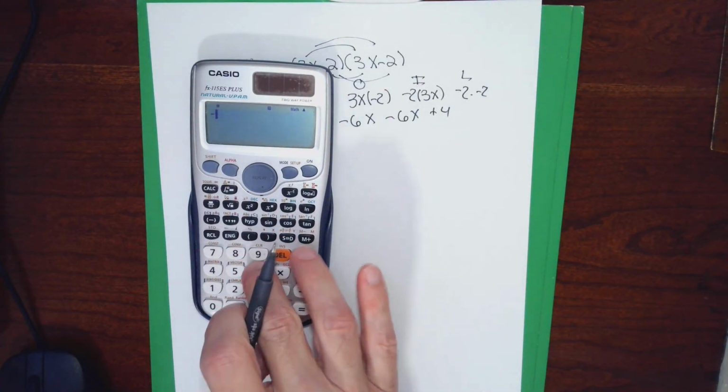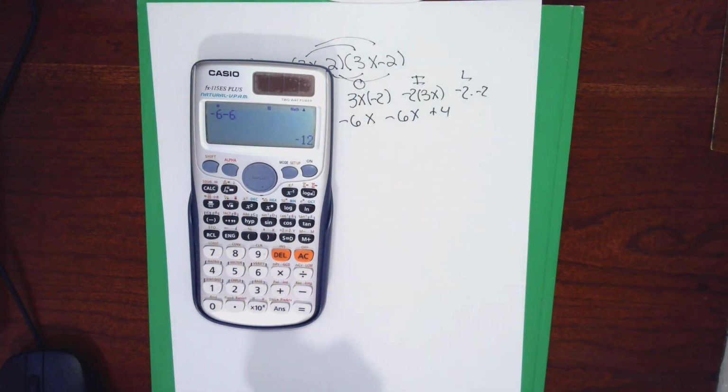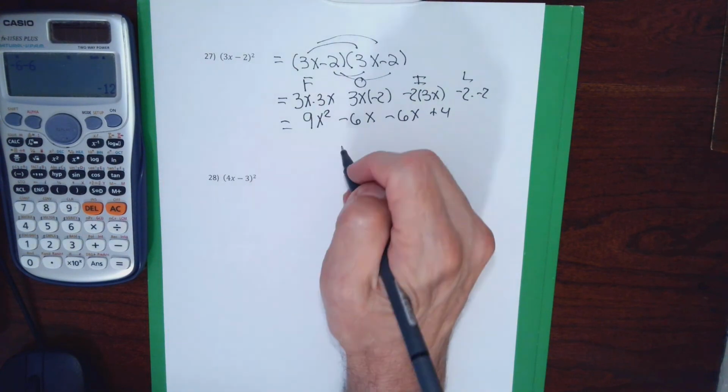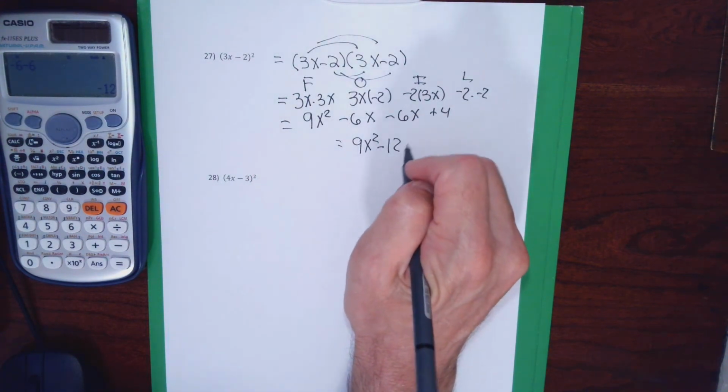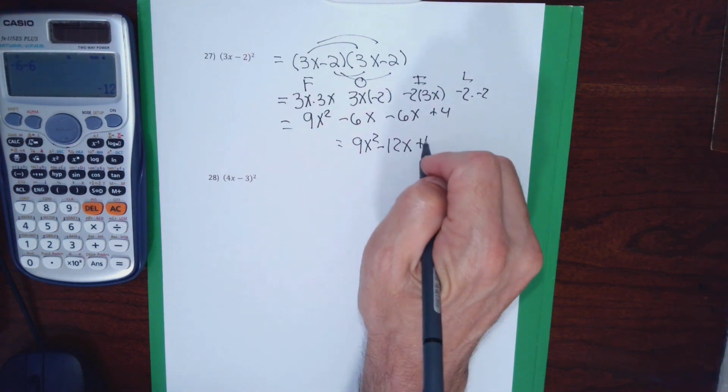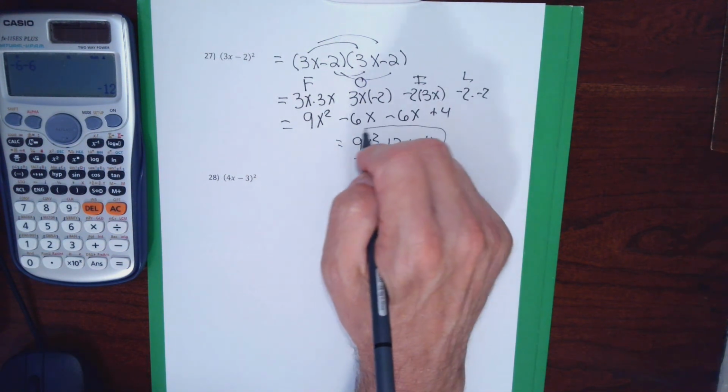The minus 6x, they have the same sign. The numbers don't cancel. You add the numbers and keep them negative. So for 27, the answer is going to be 9x squared minus 12x plus 4.